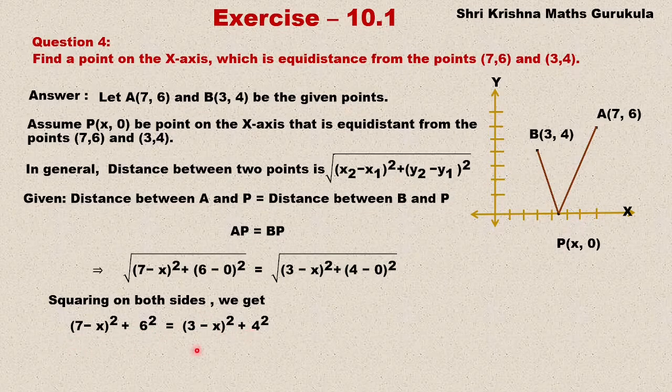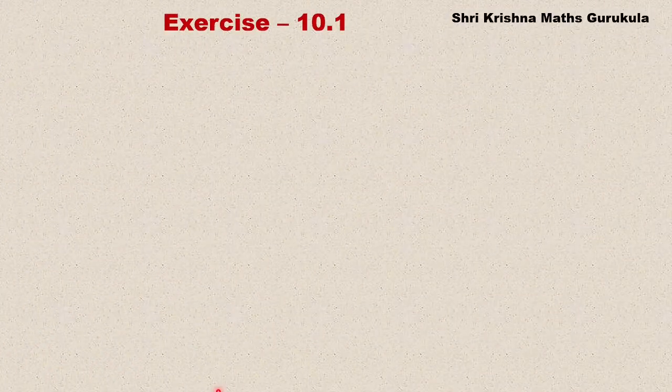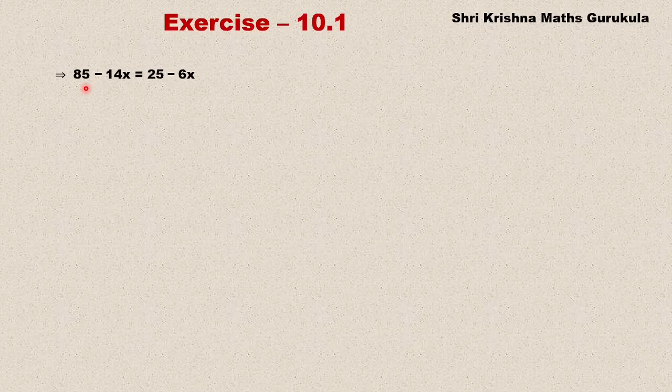Now we have to expand these 2 terms as a minus b whole square, which will give us 49 plus x square minus 14x plus 36. That is equal to 9 plus x square minus 6x plus 16. Now you can cancel this x square and these numerical values can be simplified. After simplification, what we have got is 85 minus 14x is equal to 25 minus 6x. So I will move this 6x to LHS and 85 to the RHS so that we can simplify.